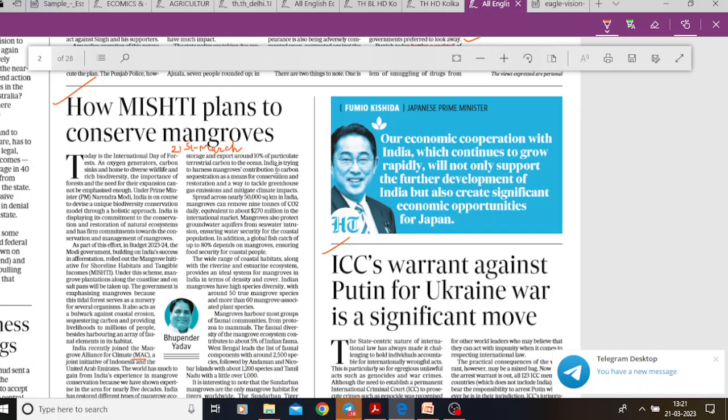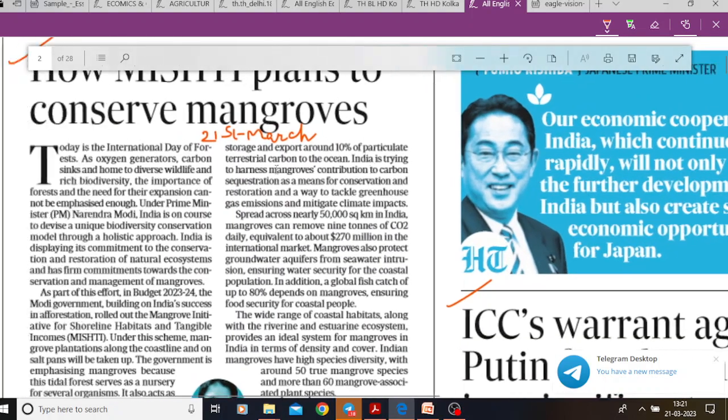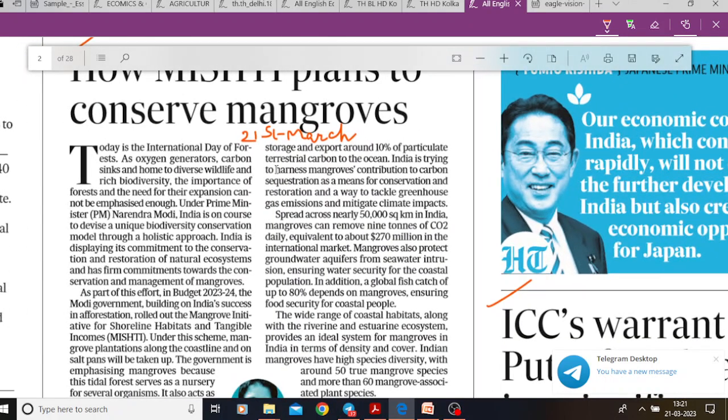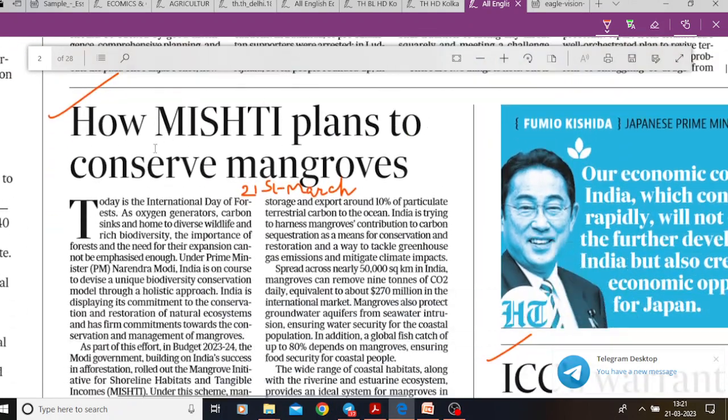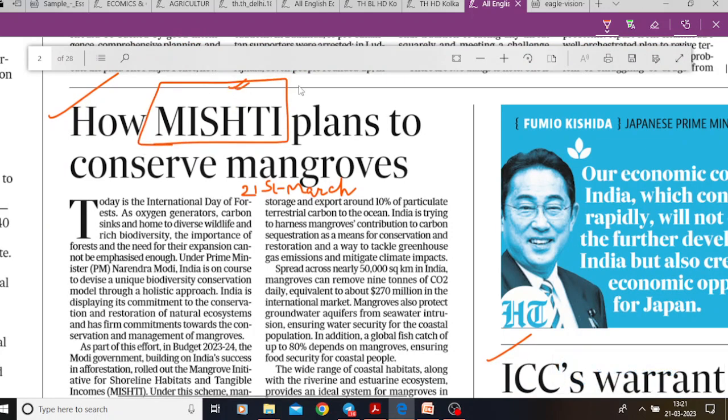Now, today is 21st March, right? So today is International Day of Forests. So I cannot but take up this particular topic. Now, 21st March International Forest Day, and we are talking about MISHTI. MISHTI is a mangrove plan, right, to conserve mangrove vegetation.